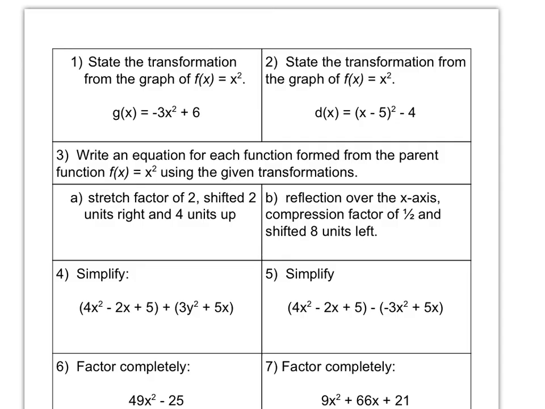Okay, so here's some questions. Number 1, state the transformation from the graph of f of x equals x squared. So this is our parent function right here. And again, we're using the parent function of f of x equals x squared. So what you can do is work through these problems. Questions 1, 2, 3, and A and B, you're writing an equation. So f of x equals x squared using the given transformations. What would the new equation look like when we stretch this by a factor of 2, shift it 2 units right and 4 units up?